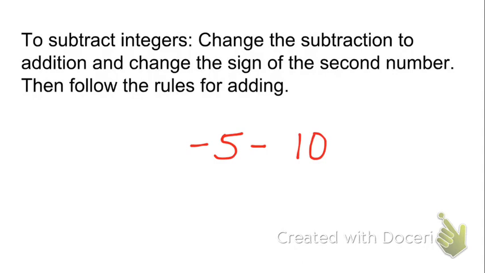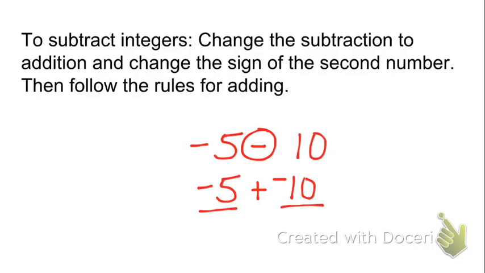All right, so remember, we're going to keep negative 5 the way it is. Then we're going to change that subtract to an add. And then we're going to change the positive 10 to a negative 10. And then we follow the rules for adding. So since this is negative and negative, they're the same. So we're going to add them together. We'll get negative 15. Okay?